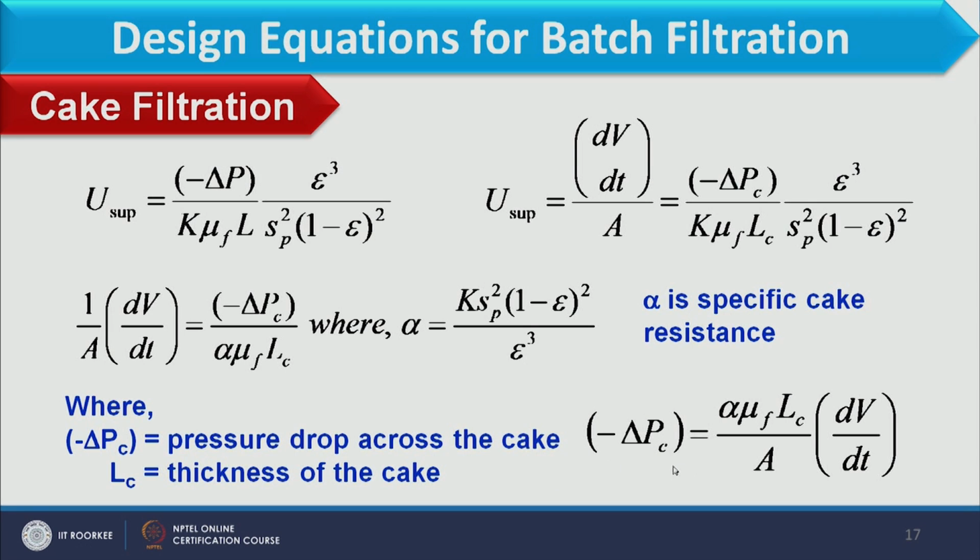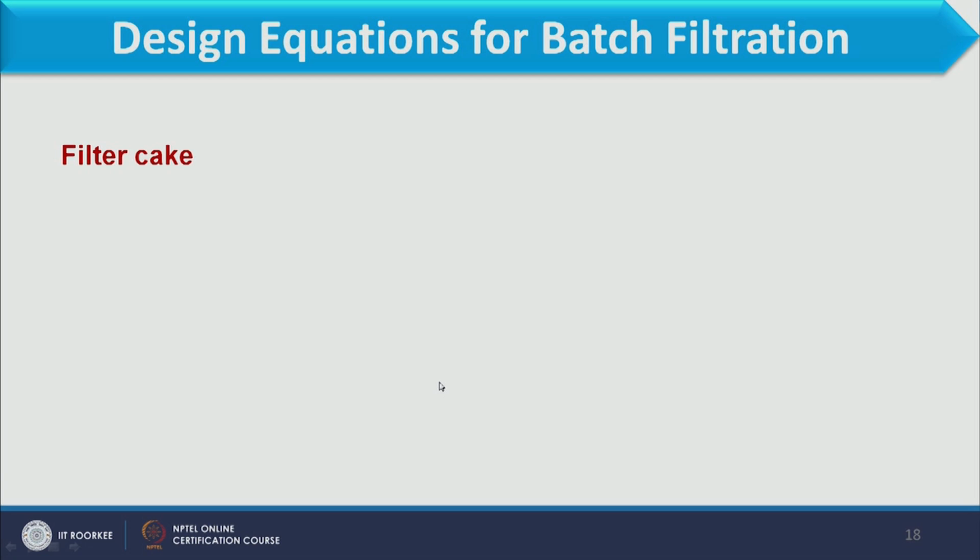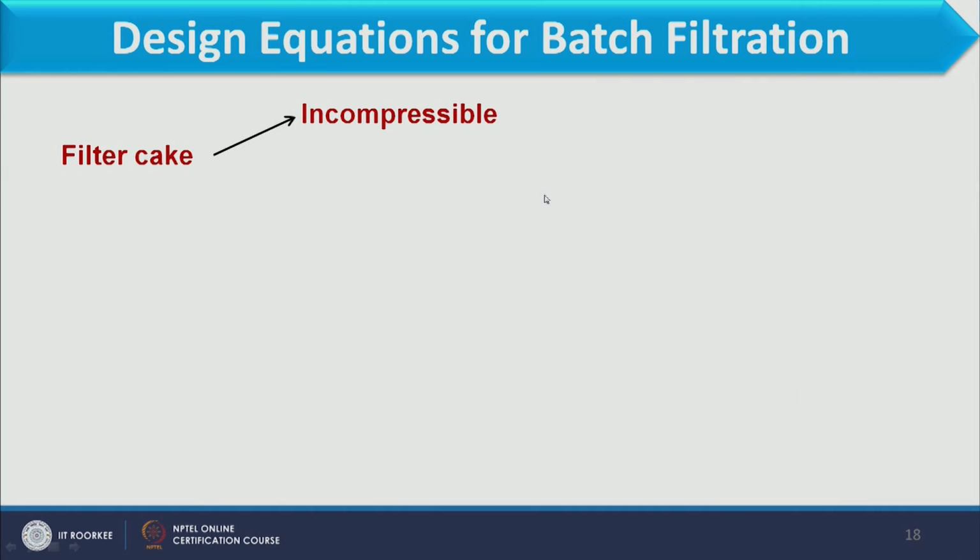So delta Pc expression would be alpha mu f Lc by A dV over dt. So here we can represent the pressure drop across the cake in terms of rate of filtration. dV by dt is nothing but the rate of filtration. So further we have to define the condition of the cake, that is what value we have to take for alpha, because alpha is basically the specific cake resistance, and that will be offered by the filter cake. So here we can define that filter cake can be incompressible.